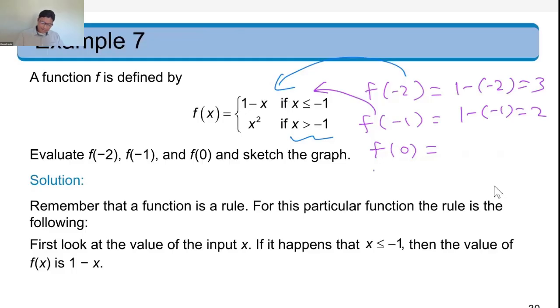But when I am at 0, 0 is greater than minus 1. So now I'm in the second row. That will be 0 squared equals 0. So you use two different formulas, but it is the same function. That is the super important thing here. It's one function, but with different rules.